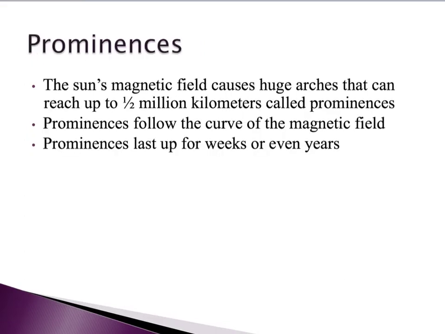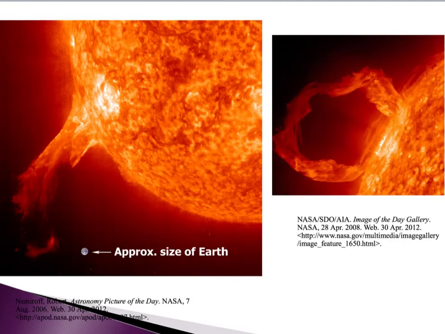The Sun's magnetic field can cause superheated gas to arc out over the surface of the Sun up to 500,000 kilometers in outer space. These prominences follow the Sun's magnetic field, and they can last for weeks or even years. To give you an idea about how big these really are, here's the approximate size of the Earth. You'll notice they follow this arc-like pattern. That follows the Sun's magnetic field.